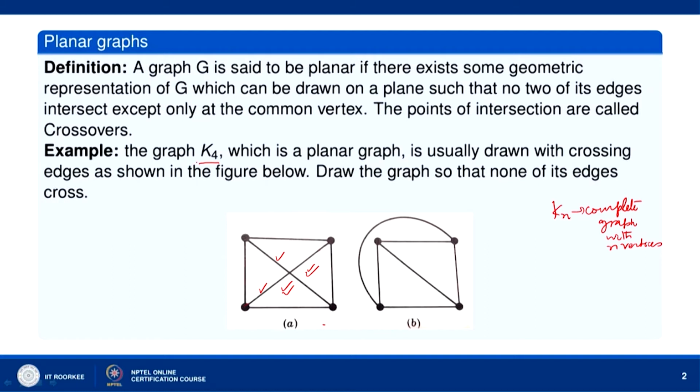The graph K4, which is a planar graph, is usually drawn with crossing edges as shown in the figure below. Draw the graph so that none of its edges cross. So, you can see here in the complete graph K4, the two edges cross each other. Here we can make it a planar graph when we join this vertex and this vertex in this manner, then this edge and this edge do not cross each other. So, graph K4 is a planar graph in this case.